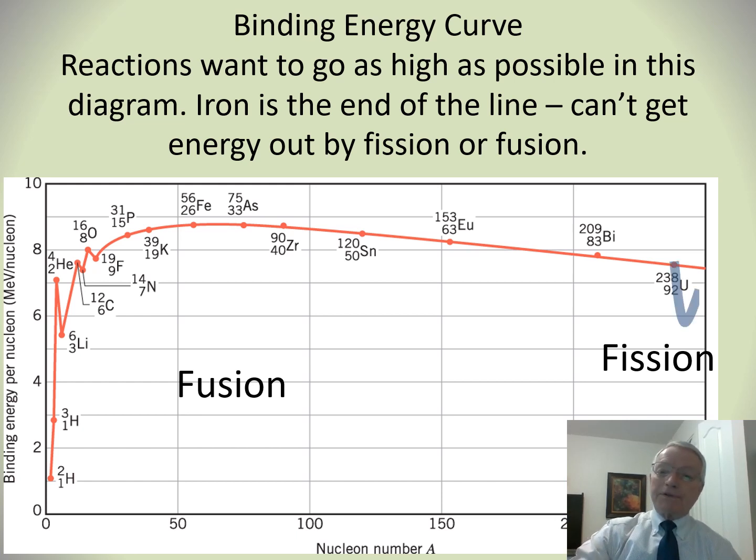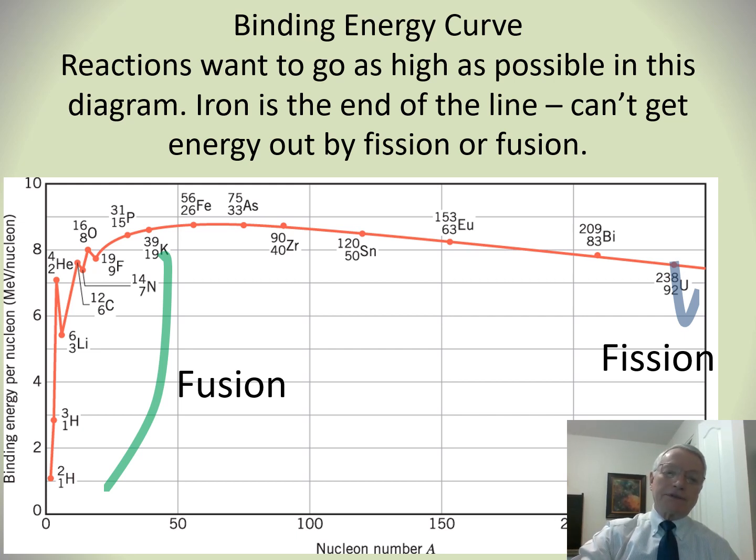So fission happens over here on the high end. And when you shoot a neutron into something that's susceptible to fission over here, it'll split into something that's further to the left on the curve, which means that the pieces are further down in the energy well, and you get a bunch of energy out. Fusion is over here. This is what stars do.